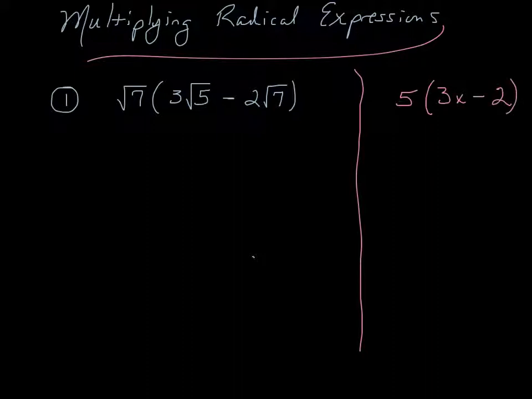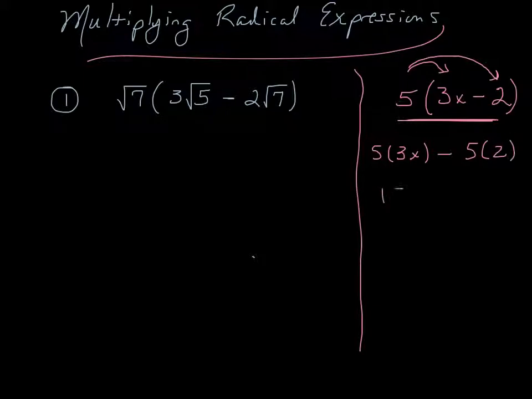Now usually when people look at this kind of problem right here, they understand that we're probably going to distribute. So we're going to distribute the 5 to the 3x and the 5 to the negative 2. So in other words, we'd be doing 5 times 3x minus 5 times 2. And then you do what you can in these cases. Like here you would do 15x minus 10, and that would be your final answer.